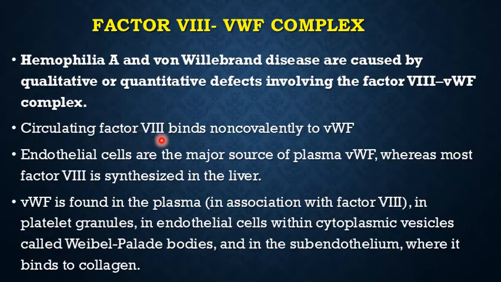Circulating factor VIII binds non-covalently to the von Willebrand factor. Endothelial cells are the major source of plasma von Willebrand factor, whereas most factor VIII is synthesized in the liver, like other coagulation factors. Von Willebrand factor, or VWF, is found in the plasma in association with factor VIII, in platelet granules, in endothelial cells, within cytoplasmic vesicles called Weibel-Palade bodies, and in the subendothelium where it binds to collagen.